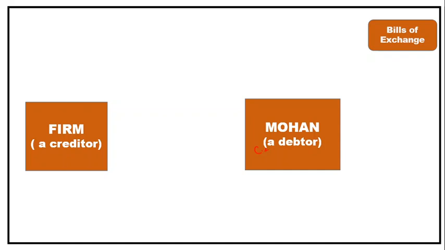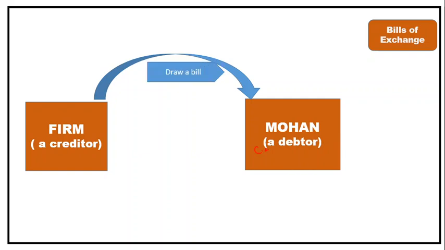What can the firm do? As a debtor, Mohan can pay at any time. There is no condition applied. He is not legally bound. What makes him legally bound is a bill of exchange. The firm can draft a bill, which is an order or a promise that you are going to pay my money within 3 months on such and such date. So the firm sends this draft to Mohan.